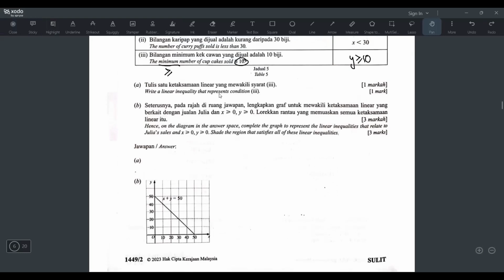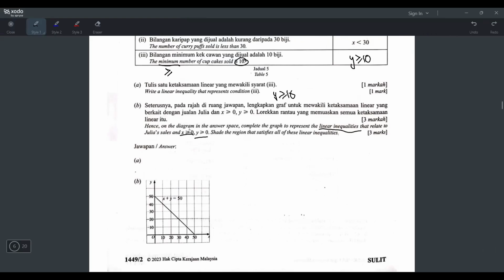Now we can do A. Write a linear inequality that represents condition 3. Okay, I sudah buat already. So I'll just write it again here. Okay, now for B. Hence, on the diagram in the answer space, complete the graph to represent the linear inequalities that relate to Julia's sale. X bigger 0, Y bigger 0, shade the region that satisfy all of these linear inequalities. So they want us to shade the region, right?